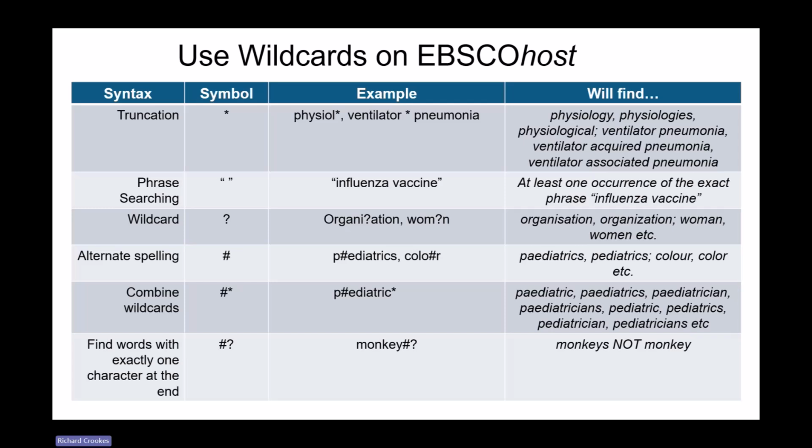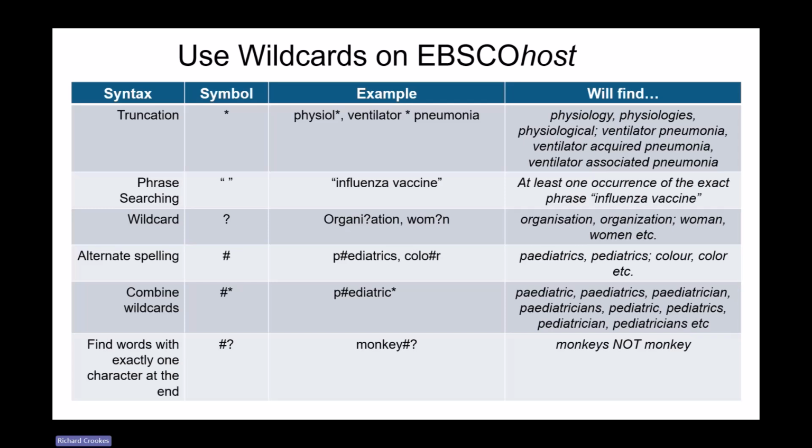For exact phrase searching, you can use the double quotation marks. So you would find at least one occurrence of the exact phrase, in this case, influenza vaccine, in the record retrieved from your search. The question mark wildcard is used to replace a single unknown character.